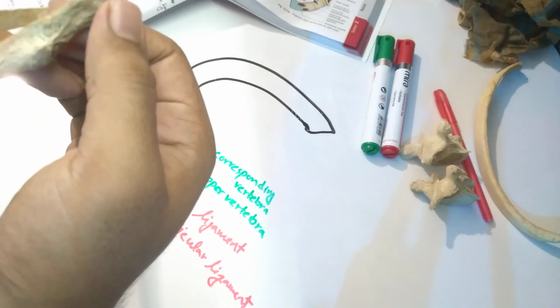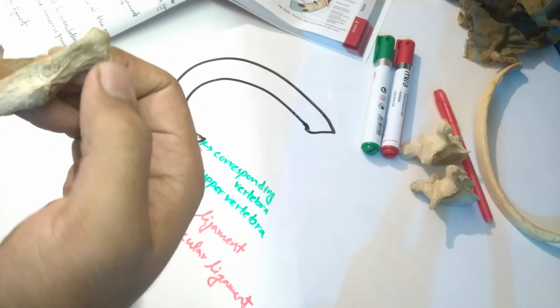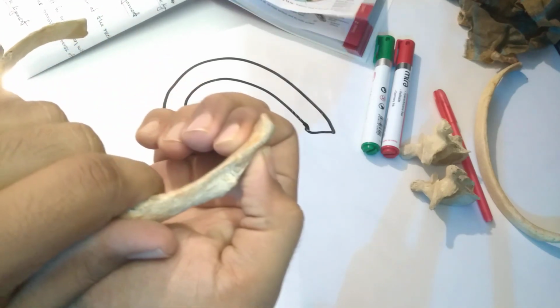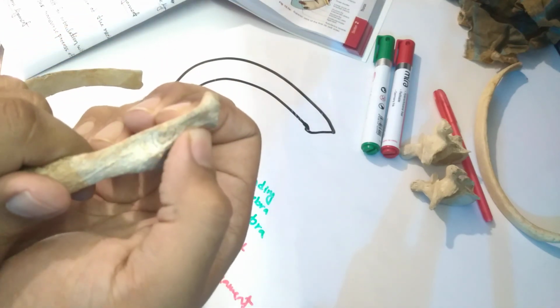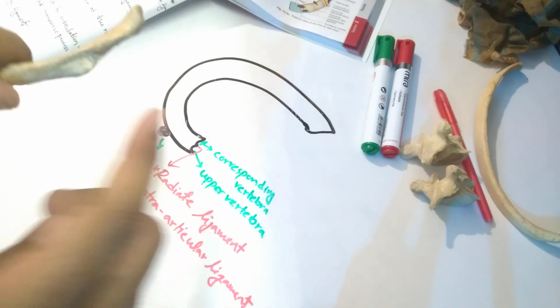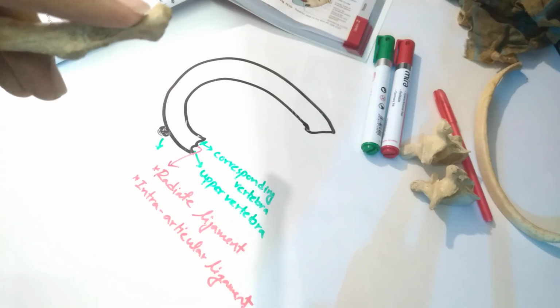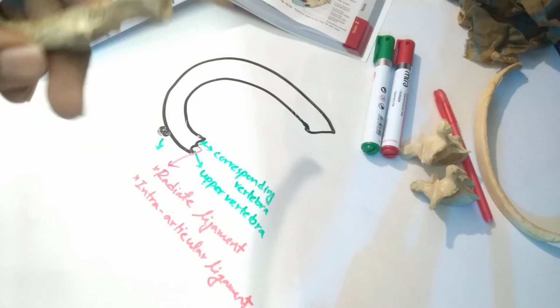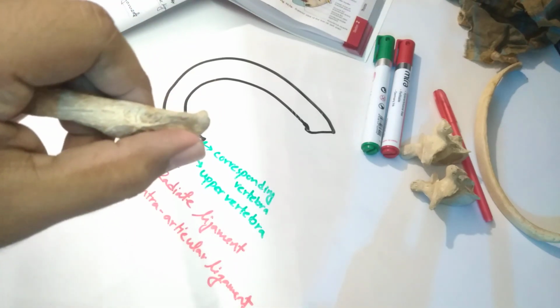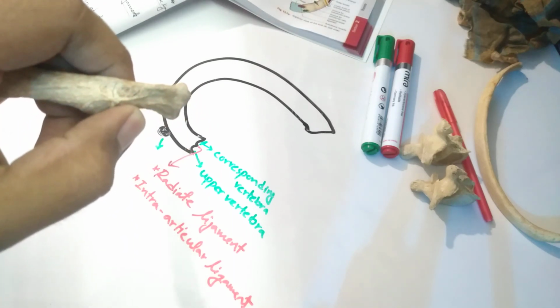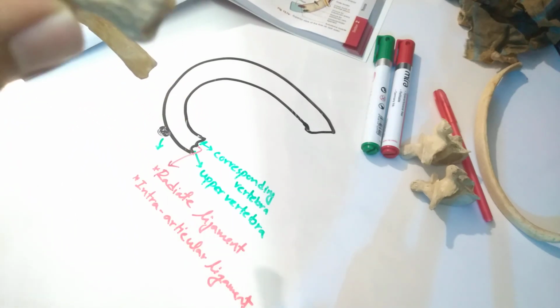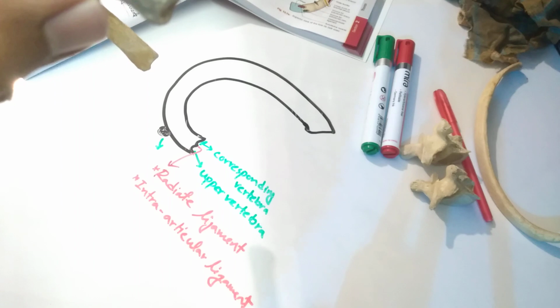Then on the posterior surface, the attachment is the inferior costotransverse ligament. The upper border has the superior costotransverse ligament, and on the posterior surface is the attachment of the inferior costotransverse ligament.